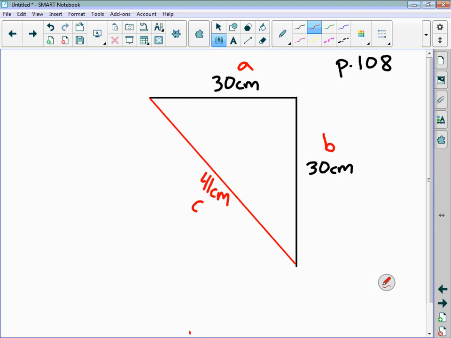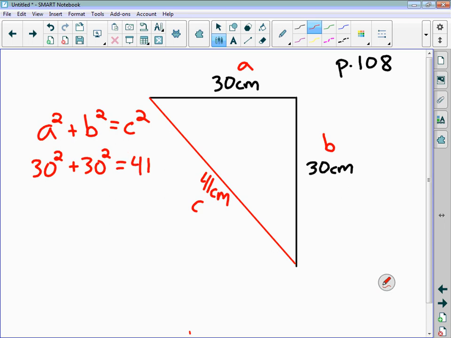So does A squared plus B squared equal C squared? We can just take our numbers and enter them in. If A squared plus B squared equals C squared, then 30 squared plus 30 squared should equal 41 squared. Now 30 squared is 900 plus 900, and 41 squared is equal to 1,681.